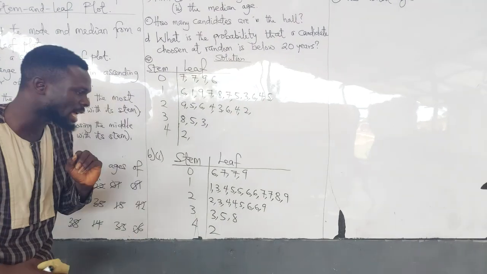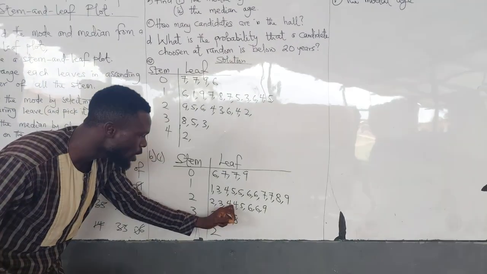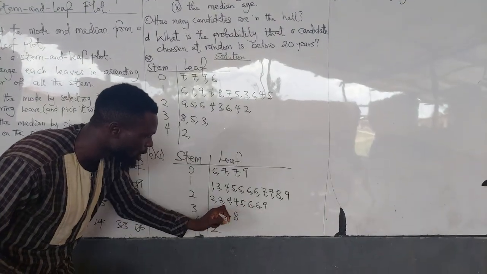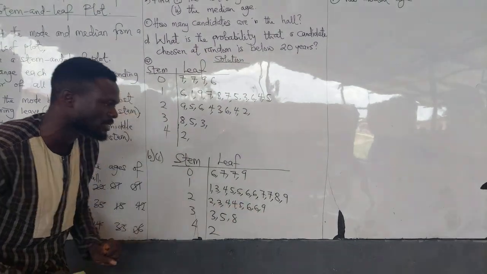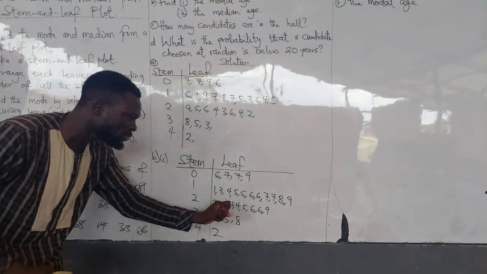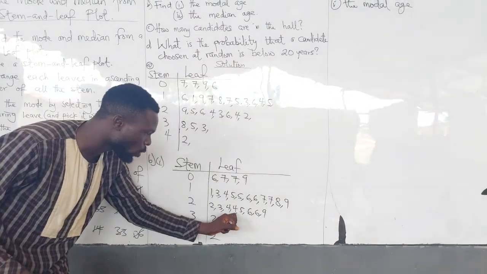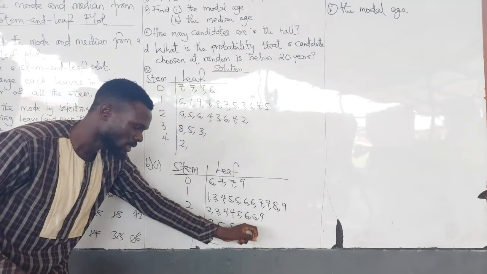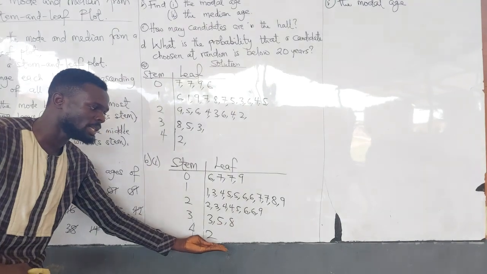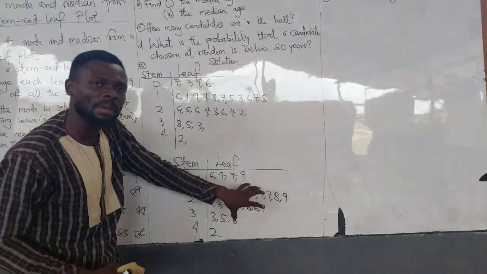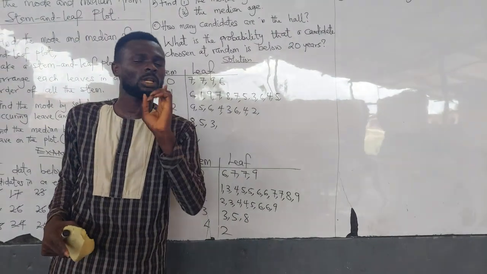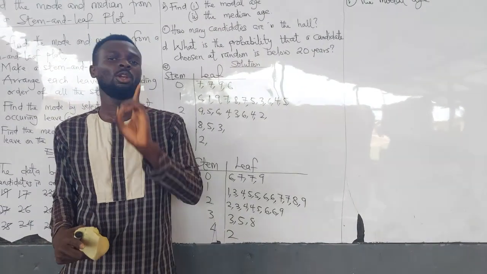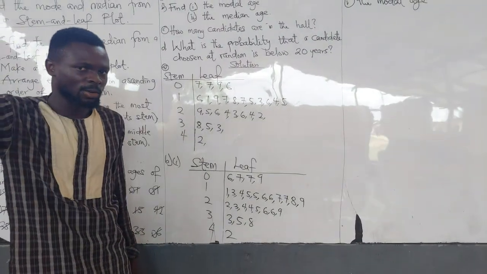And when you come to this side, you have 4, 4, 6, 6. So we have 24, another 24, 26, another 26. And when you come here, there is no number repeating. So with this stem and leaf, there is no particular number. Let's say this number alone that is repeating itself.